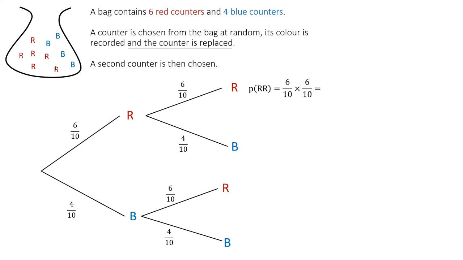So if we do 6 over 10 times 6 over 10, well, thinking back to multiplying fractions, we times the 2 top numbers together to give us the number on the top, times the 2 bottom numbers together to give us the number on the bottom. So we get 6 times 6 on the top and 10 times 10 on the bottom, giving us a fraction of 36 out of 100.